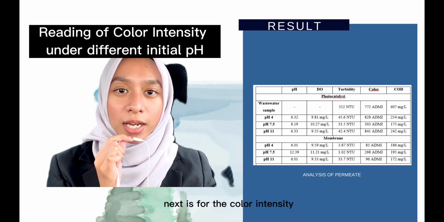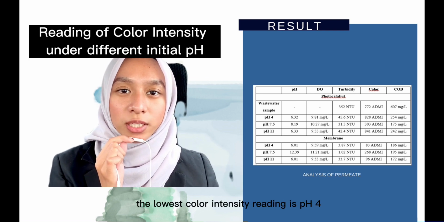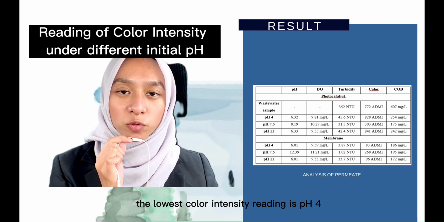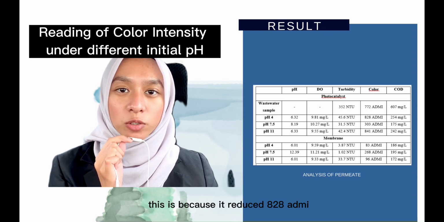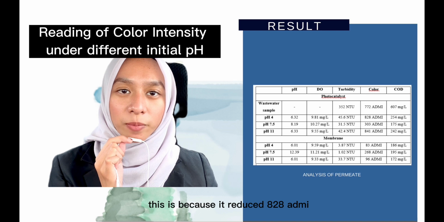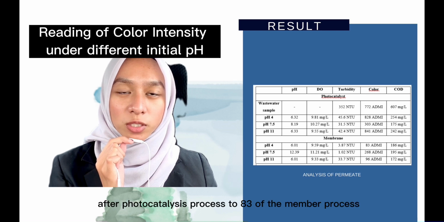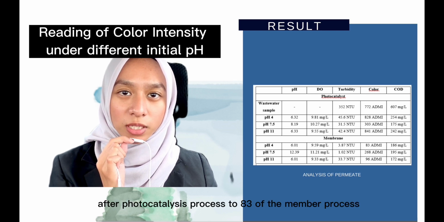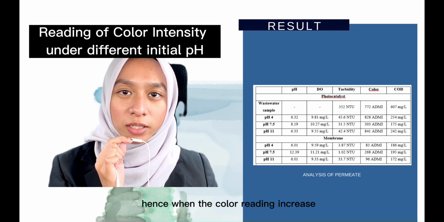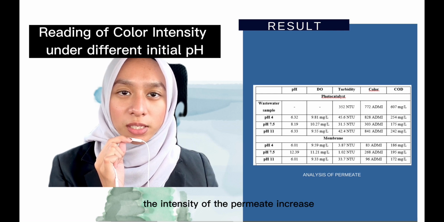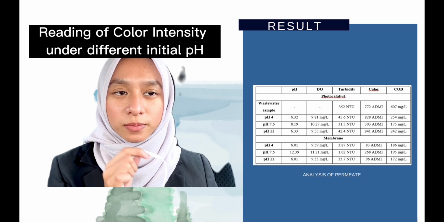Next is for the color intensity. The lowest color intensity reading is pH 4. This is because it reduced from 8 to 8 ADMI after photocatalysis process to 83 after membrane process. Hence, when the color reading decreases, the intensity of the permeate increases.